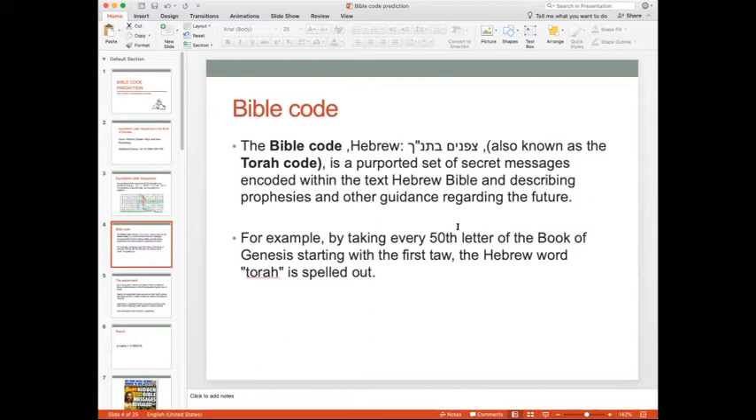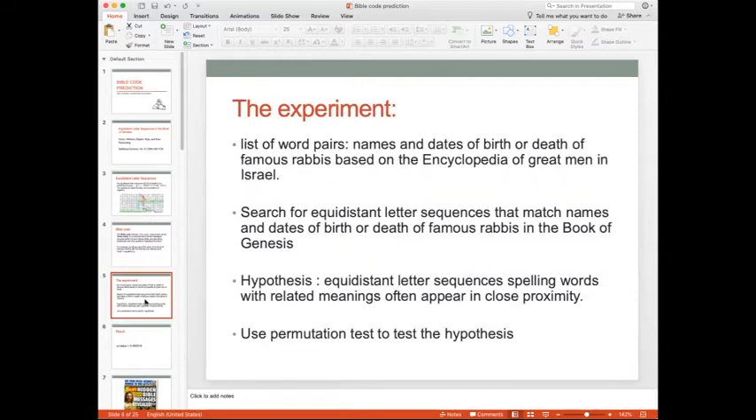So that's the idea. So what is this paper doing? They are doing this experiment. First, they pick a list of word pairs: names and days of birth or death of famous rabbis, based on the Encyclopedia of Great Men in Israel. So they pick an encyclopedia and find the rabbi's name and their birthday or death day. And in the book of Genesis, they search for the equidistant letter sequences that match the names and dates of birth and death of these famous rabbis.